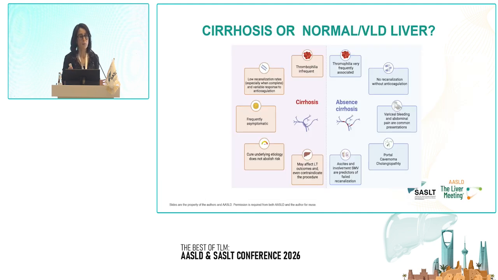So if we compare a little bit what happens in the patients with cirrhosis, usually it's in the absence of thrombophilia. So this is not a cost-effective test to search for thrombophilia. Recanalization rates are very low, even if we treat them with anticoagulation. Usually our patients are asymptomatic, and doing the screening for HCC, we discover the PVT. And even if we cure the cause of the liver disease, especially viral hepatitis, the risk of PVT remains, and it's well known that it affects the outcome in the liver transplant setting.